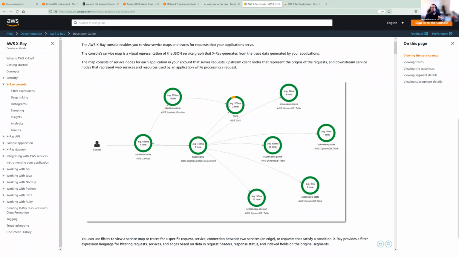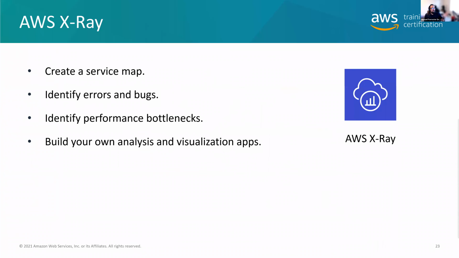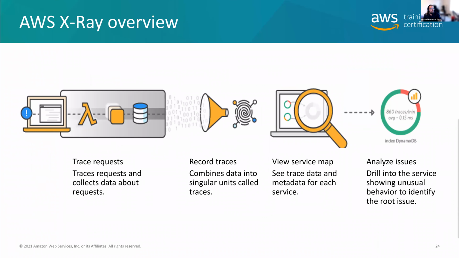That's what X-Ray does for you. It allows you to see end-to-end the performance of all your services inside of AWS, from the client all the way out to your backend services. It's awesome. Great for service maps, great for identifying errors and bugs, performance bottlenecks, right? And you can build your own visualizations inside of CloudWatch.